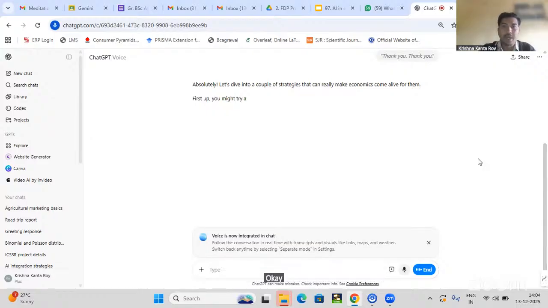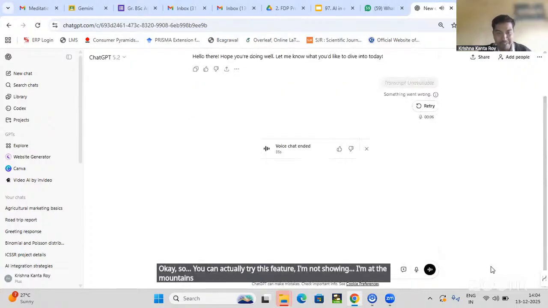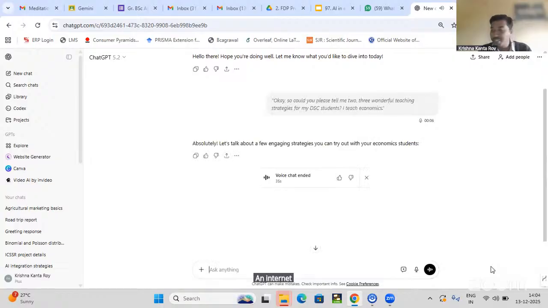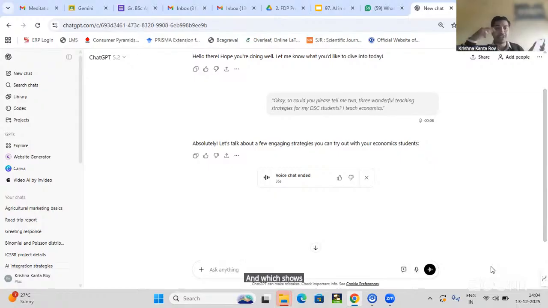Okay, so you can actually try this feature. I'm not showing it further. Here I'm in the mountains at the moment, and there is a bit of an internet issue. I'm just using my 4G, that's why it is not so fast. But you try. There is a button in ChatGPT or anyway, if you have the app, on the right-hand side, right corner, there's a button, you can talk actually. So try asking tough questions.